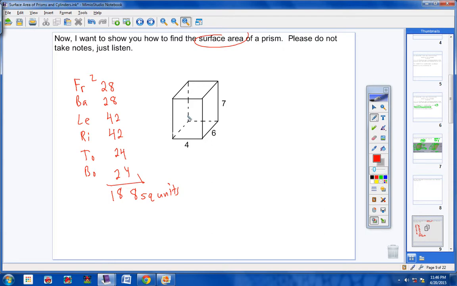So guys, I asked you not to take notes on that. I hope you listened to me, okay? But I just want to show you what surface area is. It's finding the area of each face and then adding them all up, okay?